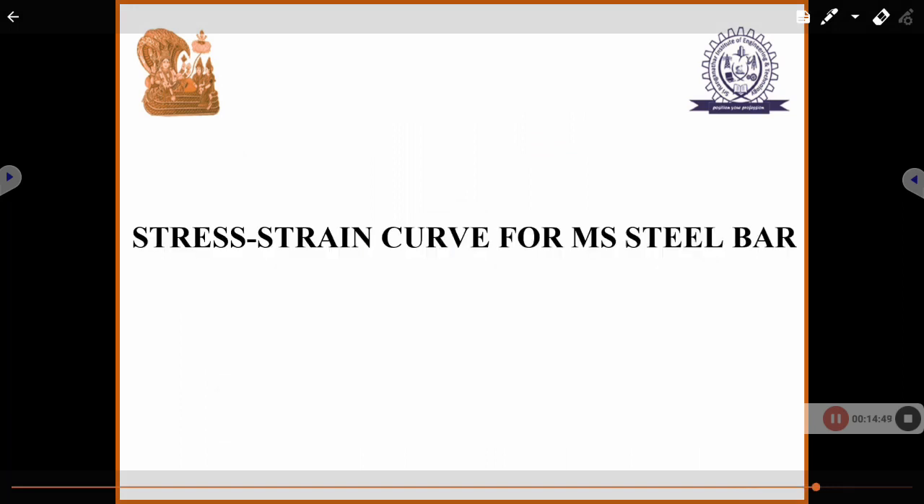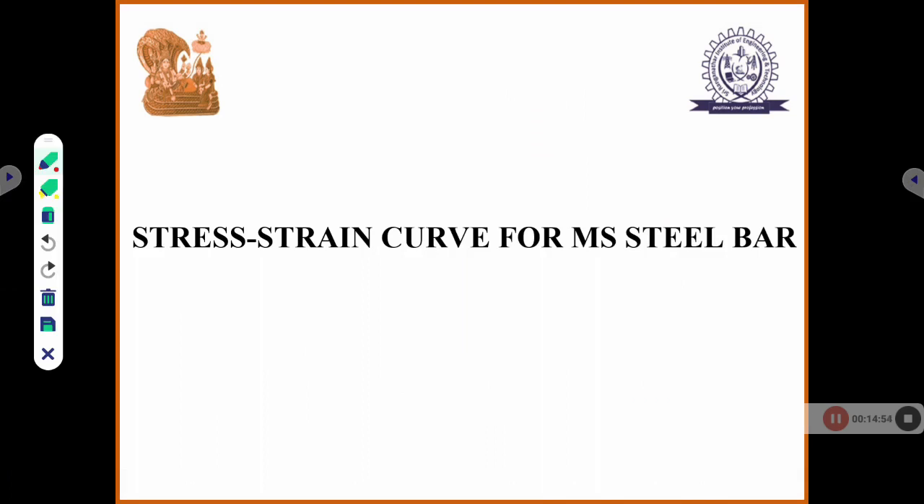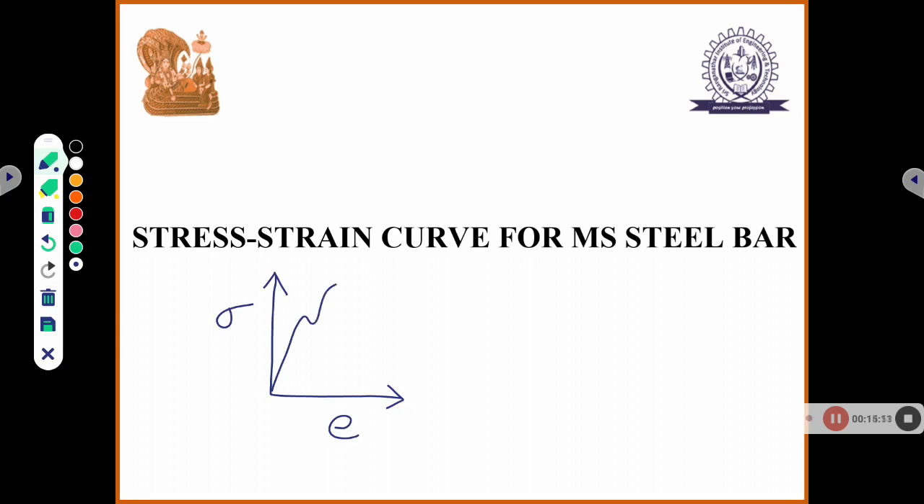Stress strain curve for mild steel bar. So stress strain curve is a very, very basic topic in strength of materials. So what is stress strain curve means? This is stress and this is strain. The curve will be like this. So this is the basic mild steel stress strain curve for a mild steel bar. This is very important in strength of materials unit. So what this curve represents means there are 6 points like this.